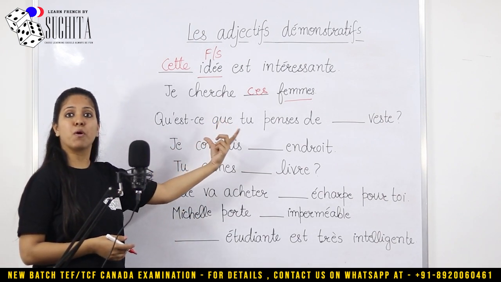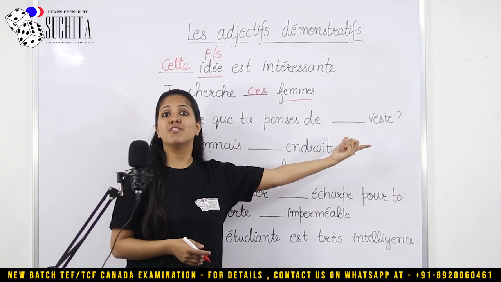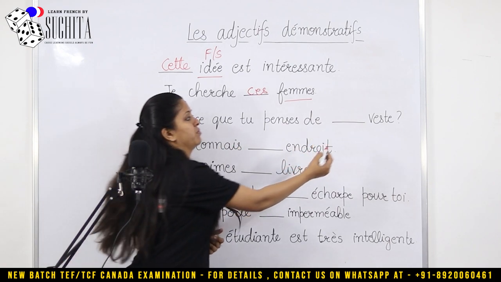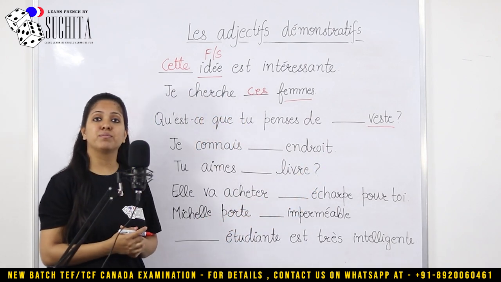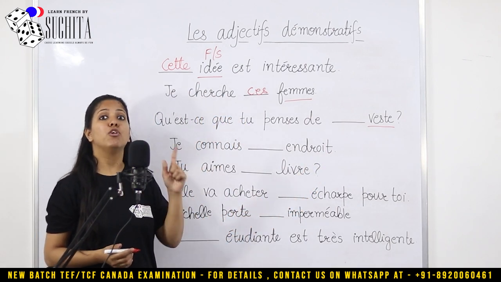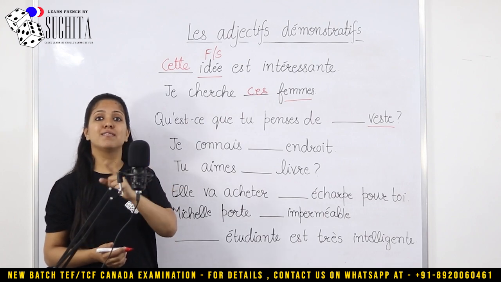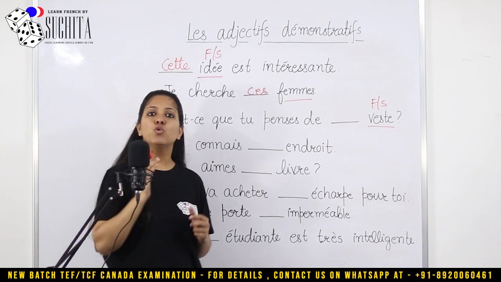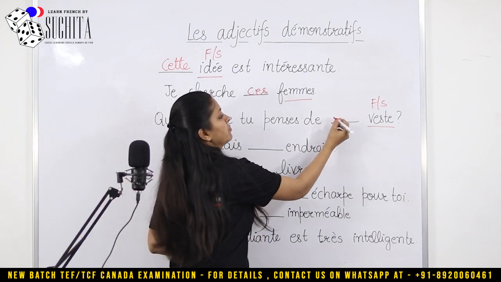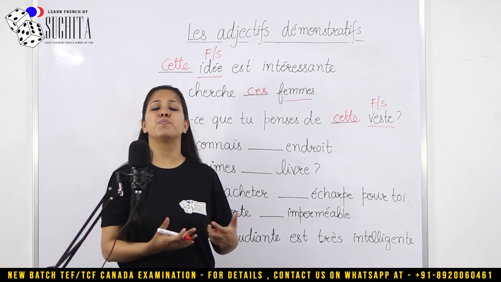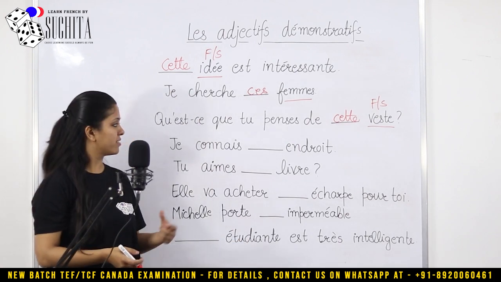Qu'est-ce que tu penses de cette veste? What do you think about this jacket? Veste. Là, c'est masculin ou féminin? Ça, c'est féminin. Une veste. Et c'est singulier. So you use the third option, which is cette. Qu'est-ce que tu penses de cette veste?